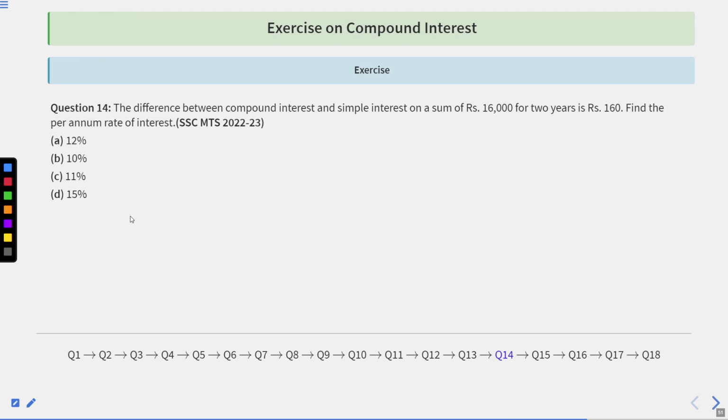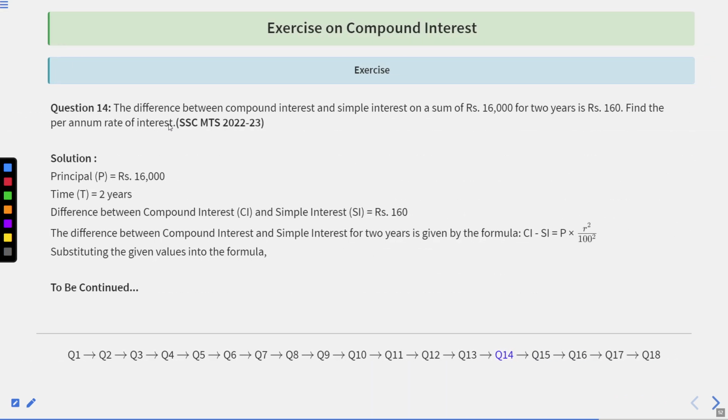Question number 14. The difference between compound interest and simple interest on a sum of rupees 16,000 for 2 years is rupees 160. Find the per annum rate of interest. So the principal P is equal to 16,000 and the time T is equal to 2 years. The difference between compound interest and simple interest is 160 rupees.